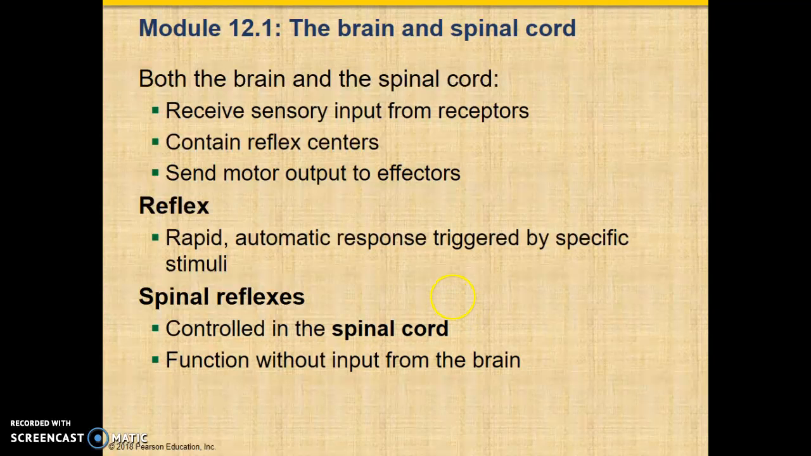A reflex is a rapid automatic response triggered by a specific stimulus. We're born with these reflexes. Newborns have reflexes that they grow out of, for example, the startle reflex or the suckling reflex. Spinal reflexes are controlled in the spinal cord, and they function without input from the brain.